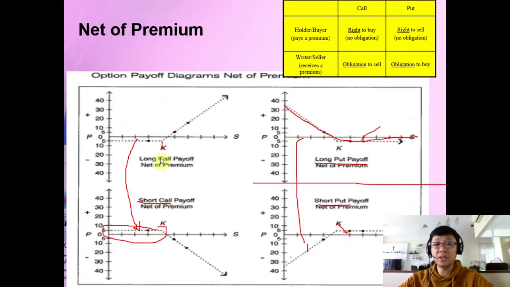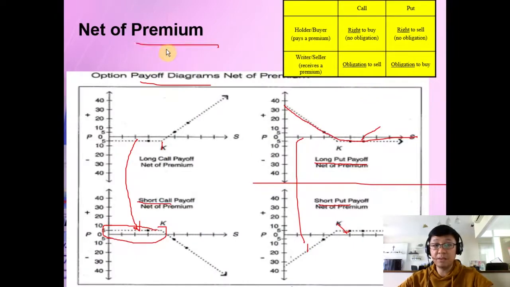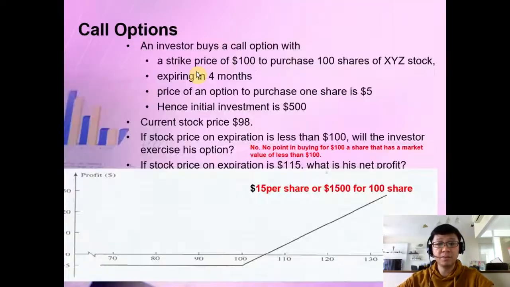So this is the four-chart payoff diagram for the options that you might want to take note of, with the premium paid, after you square off the net payment premium.